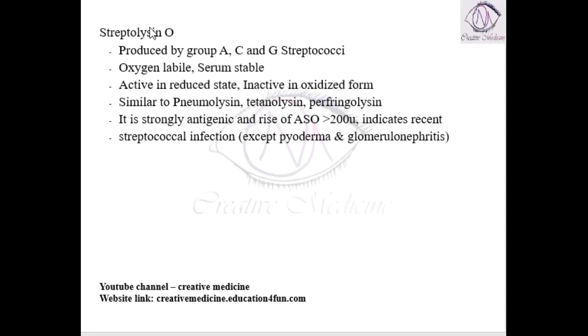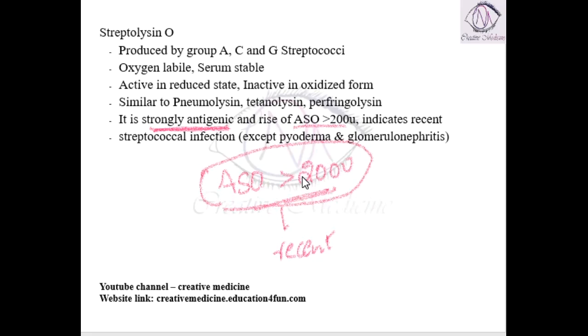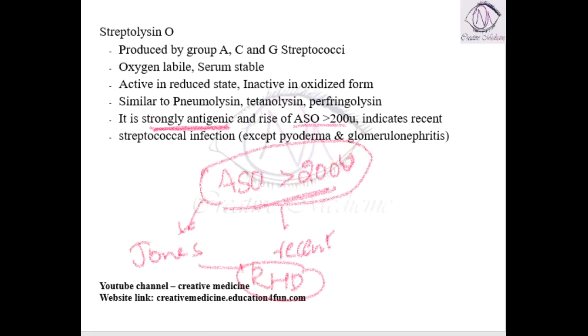One important thing about streptolysin O is that it is strongly antigenic, and when it is raised, that is anti-streptolysin O, if it is more than 200 units, then it indicates that there is a recent streptococcal infection. But where do you use this anti-streptolysin O? Anti-streptolysin O is actually a criterion of the Jones criteria, which is seen in rheumatic fever. Actually, it's not rheumatic, yeah, it is in rheumatic heart disease.